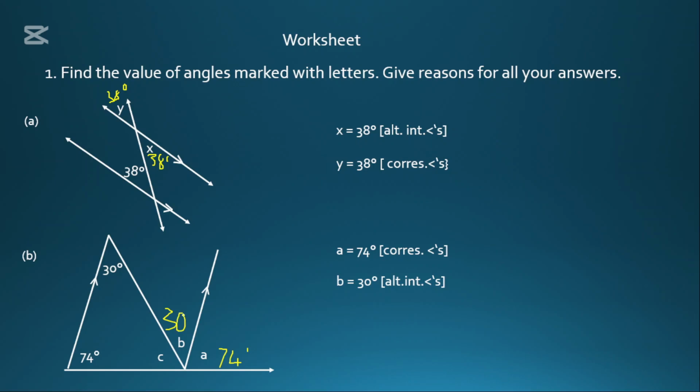Now we continue with C. We see the common vertex here, and we see also the straight line, which means that these three angles add up to 180. And that is the way we are getting C. So C plus 30 plus 74 degrees is equal to 180 degrees. Angles on a straight line, we subtract, and C is equal to 76 degrees.